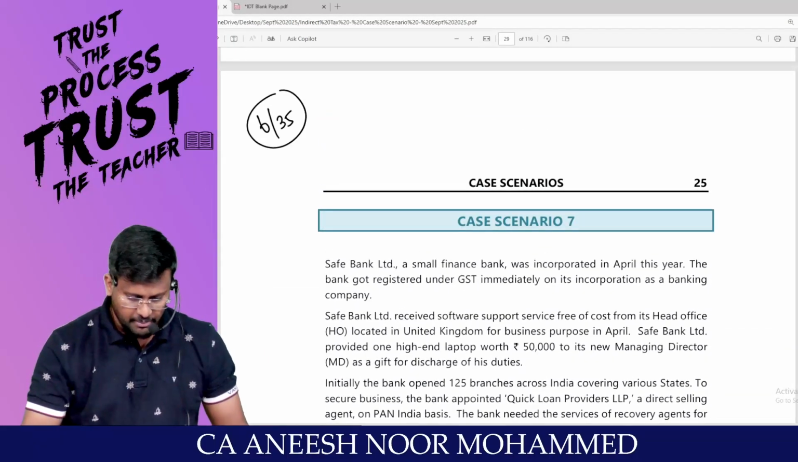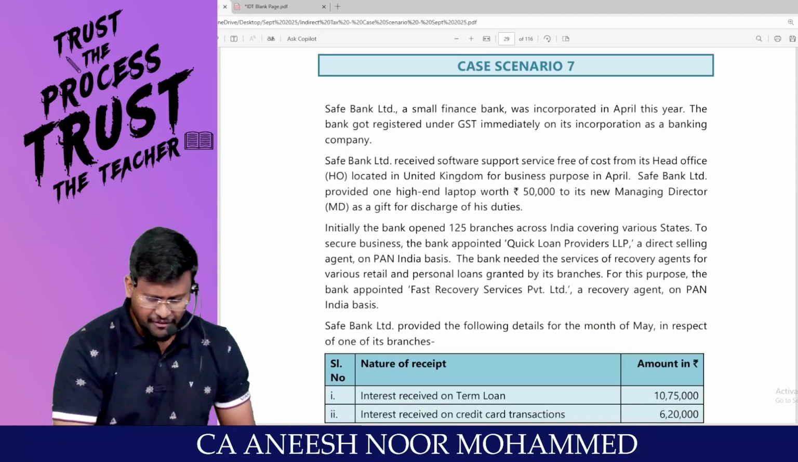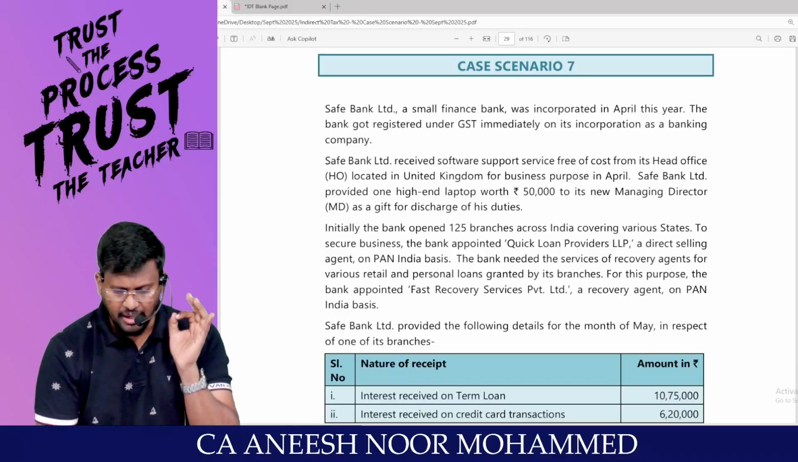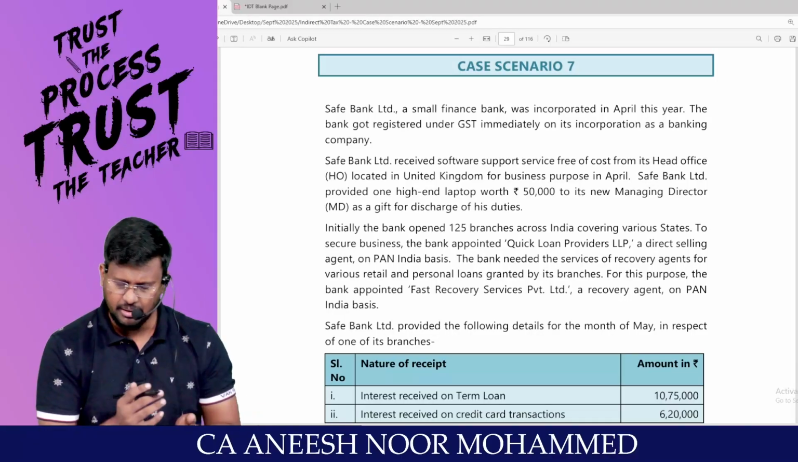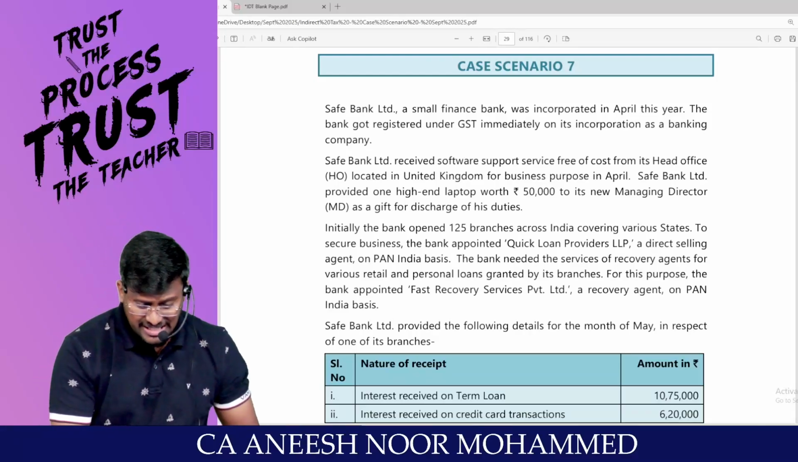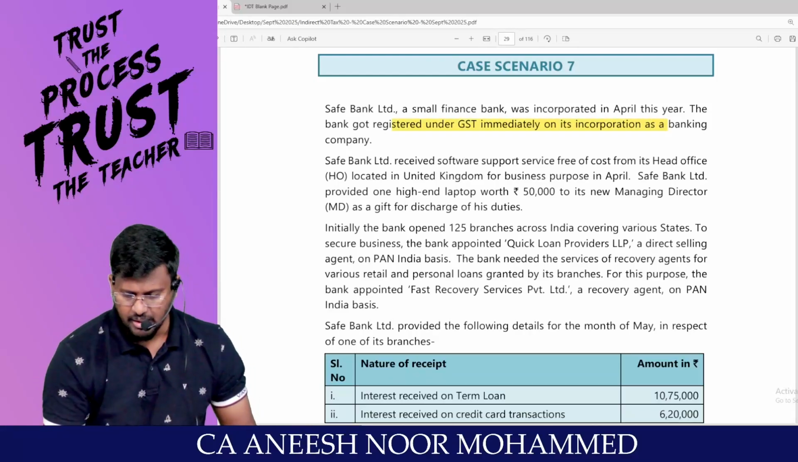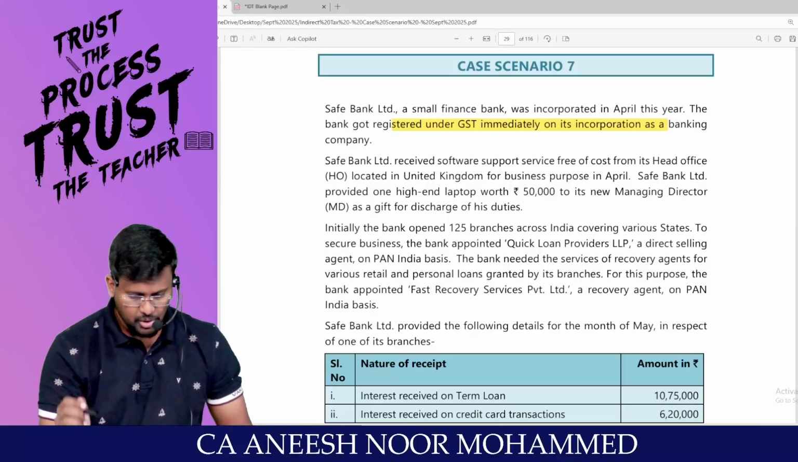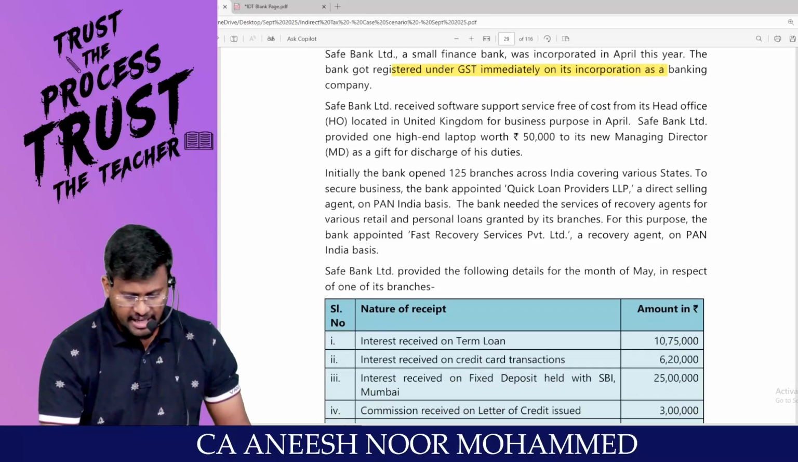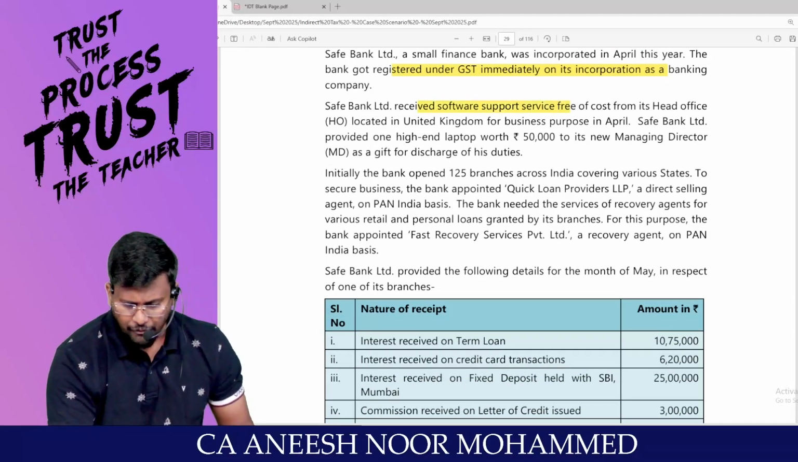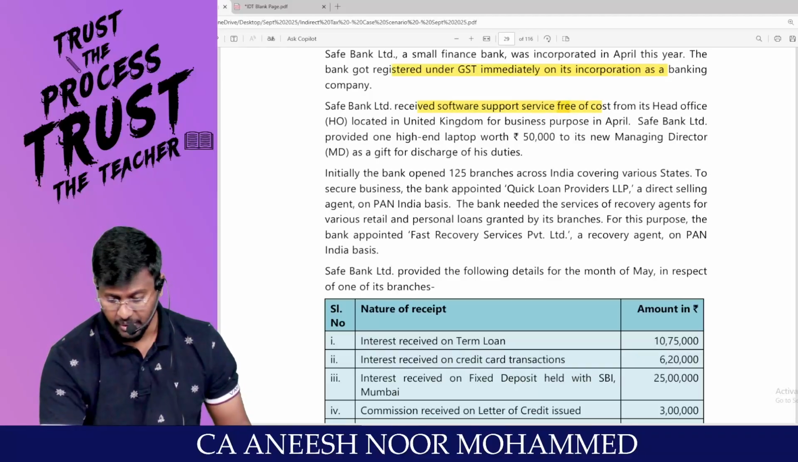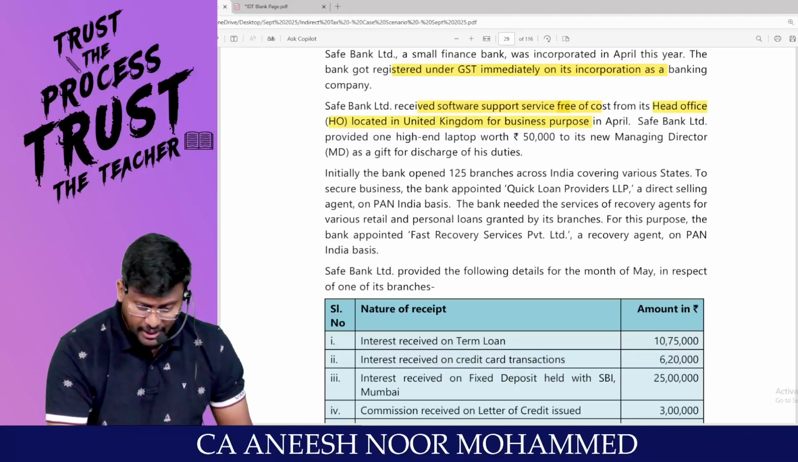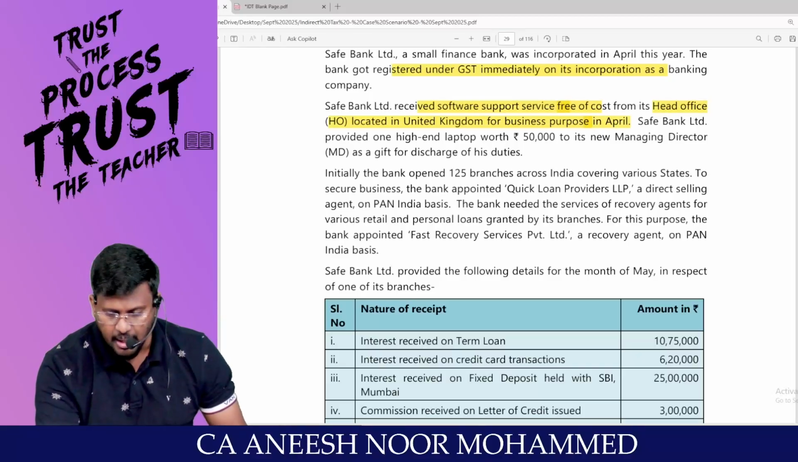Okay. I'll start reading the question. Safe Bank Limited, a small finance company, was incorporated in April this year. So they have started this year only. The bank got registered under GST immediately on its incorporation as a banking company. Okay, fine. So they are a registered person. Safe Bank has received software support service free of cost, that means there is no consideration, from its head office located in UK for business purpose in April.